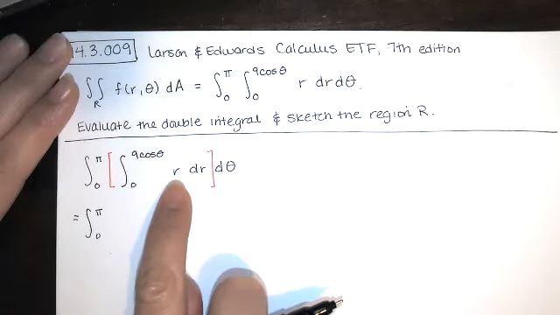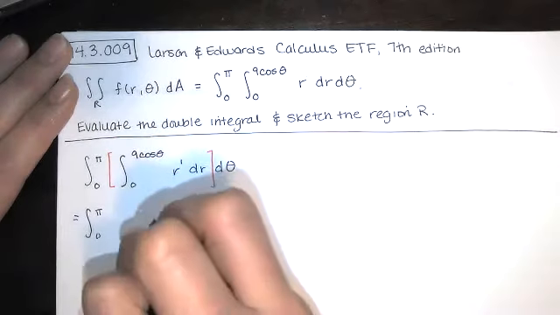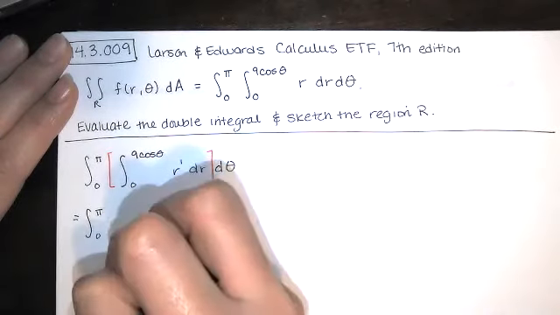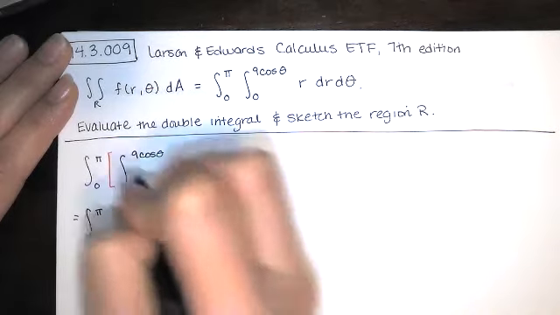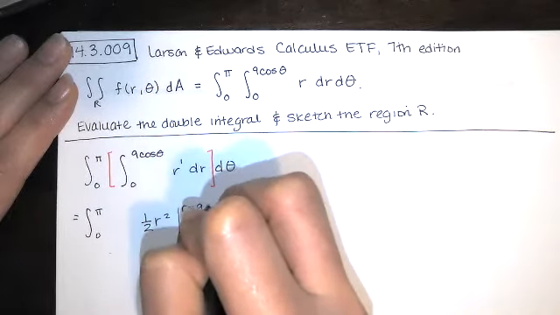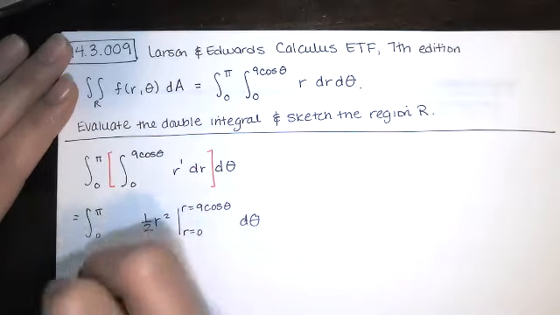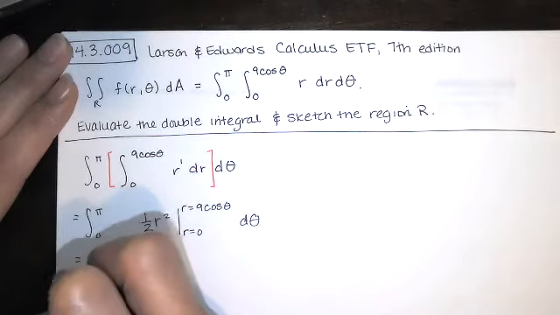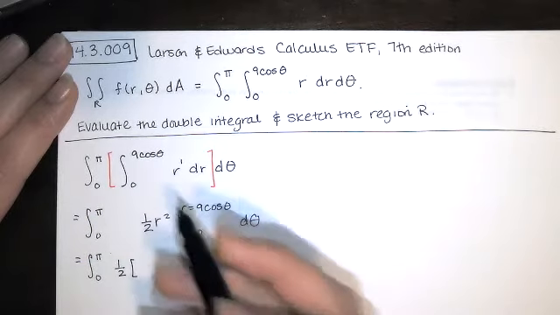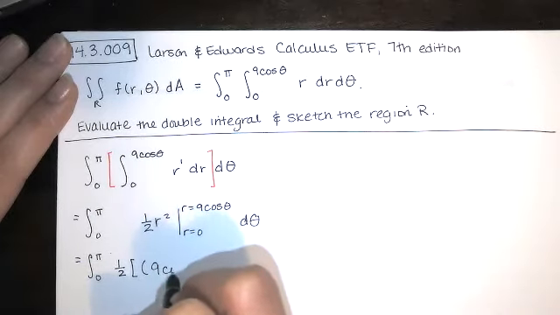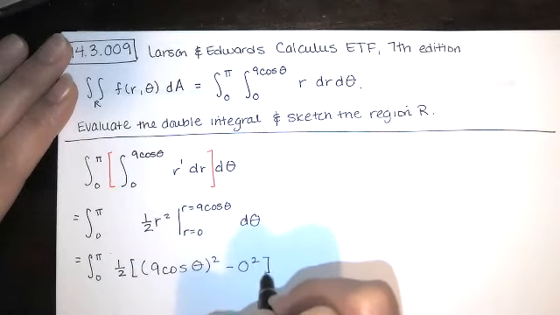We're anti-differentiating r with respect to r, so we use the power rule. There's an implied 1 there. Add 1 to the exponent, divide by the new exponent, and then evaluate from r equals 0 to r equals 9 times the cosine of theta. It's just the fundamental theorem of calculus. If you want, you can factor out that 1/2. We end up with 1/2 times 9 cosine of theta, quantity squared, minus 0 squared, which is of course 0.